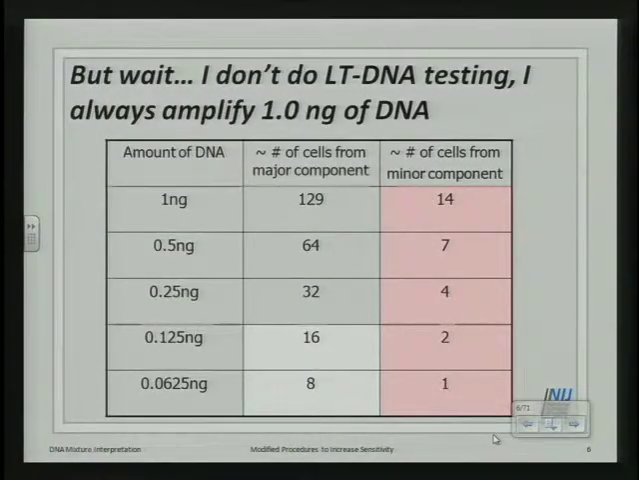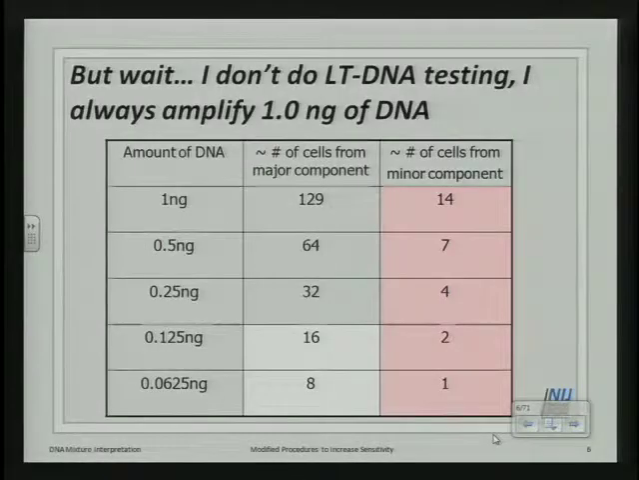This is a slide that Robin Cotton presented several years ago at a workshop at the American Academy of Forensic Sciences. If you consider an 8-to-1 contribution of two components, in 1 nanogram, that minor component, you're amplifying about 14 cells. And as you go down, half a nanogram, 0.25 nanograms, the number of cells that you're amplifying from the minor component is below the stochastic threshold. So you are, in fact, amplifying low template DNA in a 1 nanogram sample.